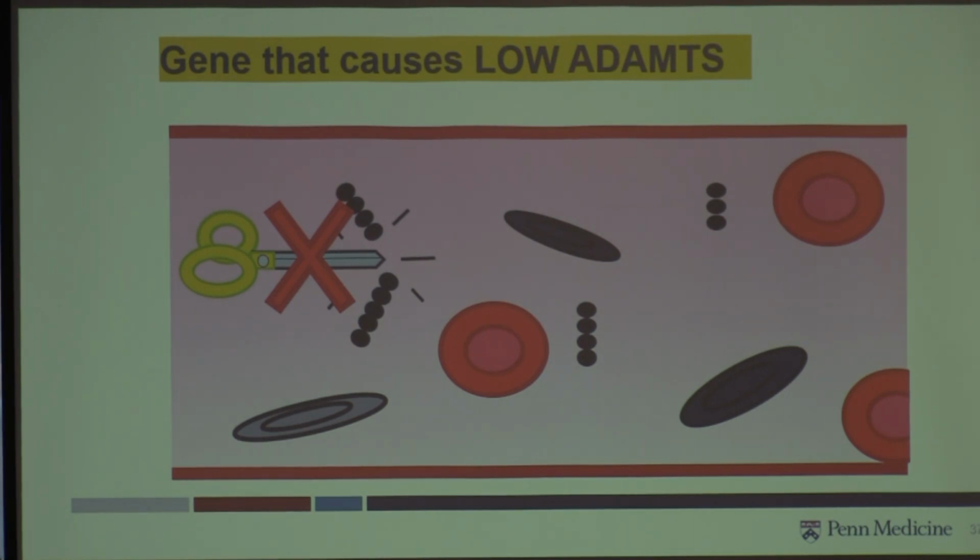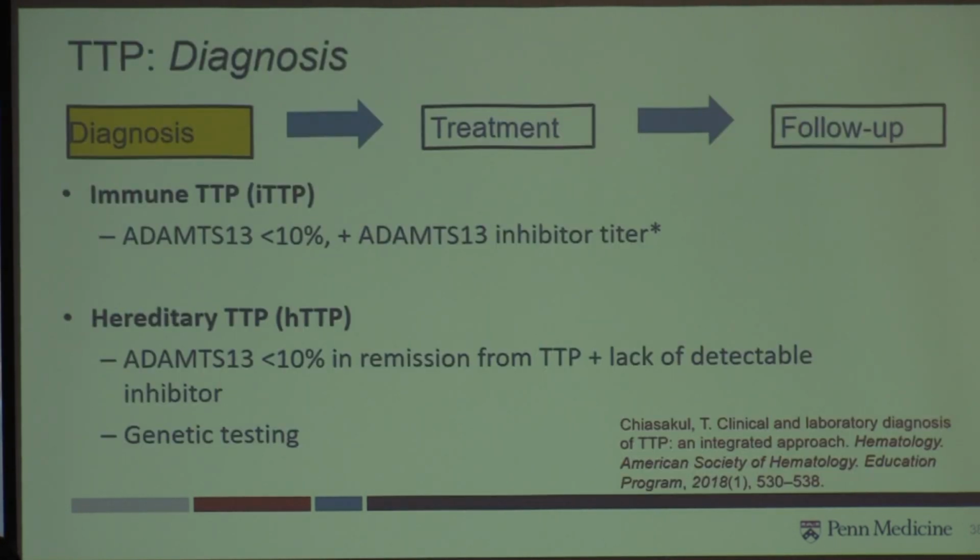Other patients, it's more rare, but you can have an inherited mutation or a gene that causes low ADAMTS13. And so we really have two types of TTP. The far more common in adults we call immune or acquired TTP, meaning you're not born with it, but you have an antibody. And then you have hereditary TTP, or we also call it congenital TTP, is where that's really an inherited genetic mutation that you have.